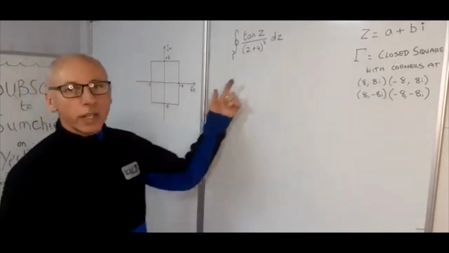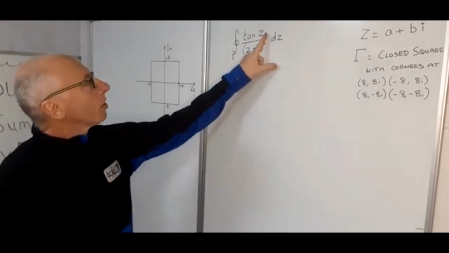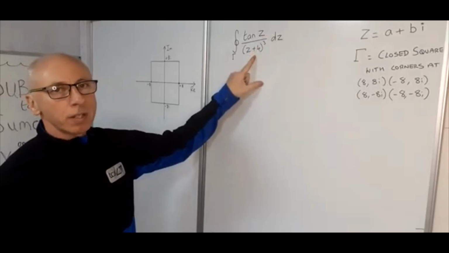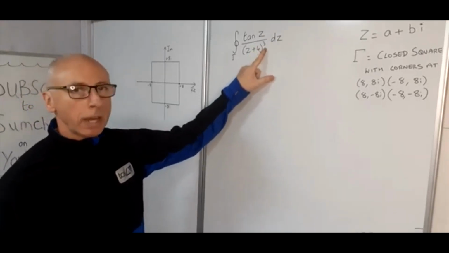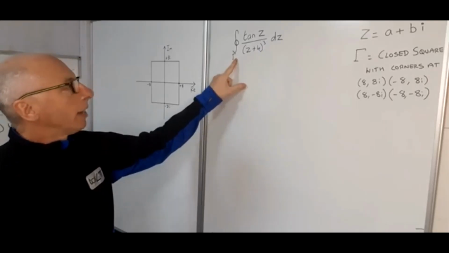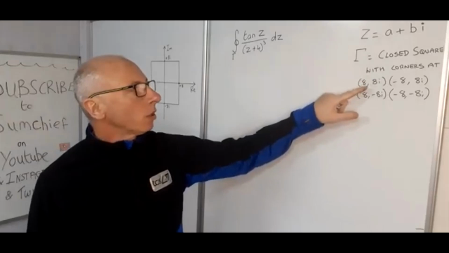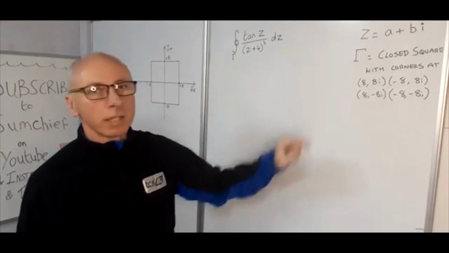Okay, so we're going to try and integrate this function here on the complex plane. We've got tangent of z divided by (z plus 4) all to the power of 3 with regards to z, and it's within gamma. Now gamma is defined as a closed square with the corners at these points.